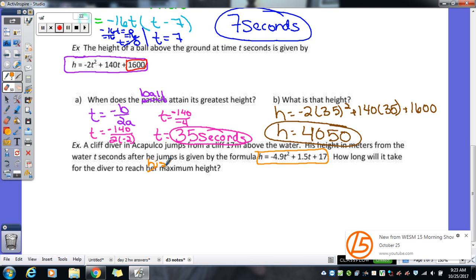So, what formula are we going to use? Negative b over 2a. Nope, because they start 17 meters up and then they jump up and then down. You can't really jump down off the cliff. You got to go up a little bit first. But you still go up a little bit.